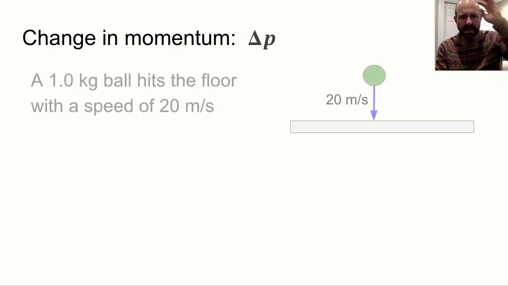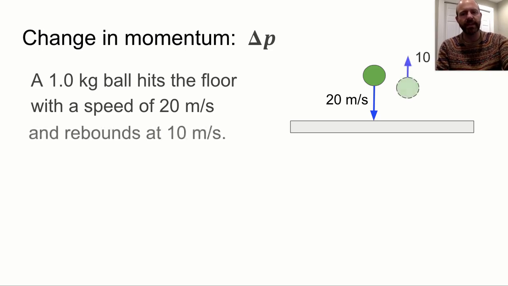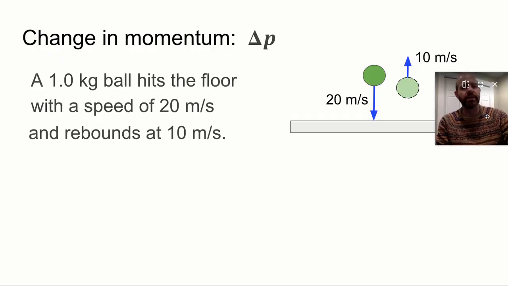So when we say a change in momentum, you can visualize this by just dropping a ball that bounces off the floor. A 1 kilogram ball hits the floor with a speed of 20 meters per second. It rebounds at 10 meters per second. Now, this is much more realistic than the situations we've looked at before, right? Things don't bounce back perfectly to their original height.